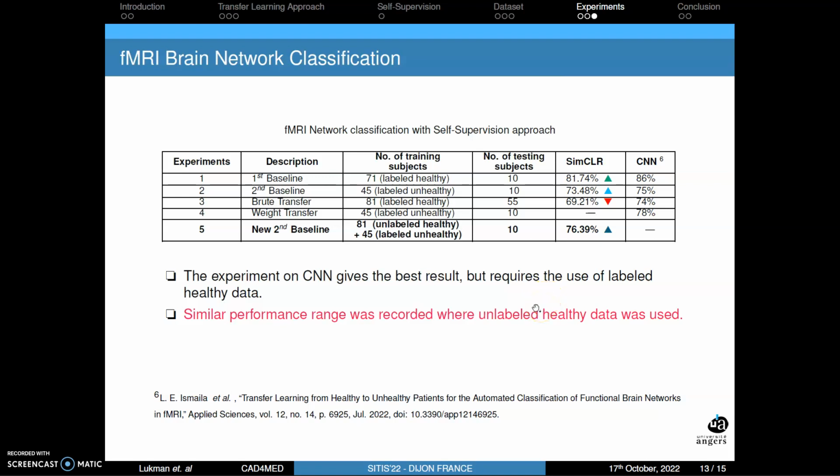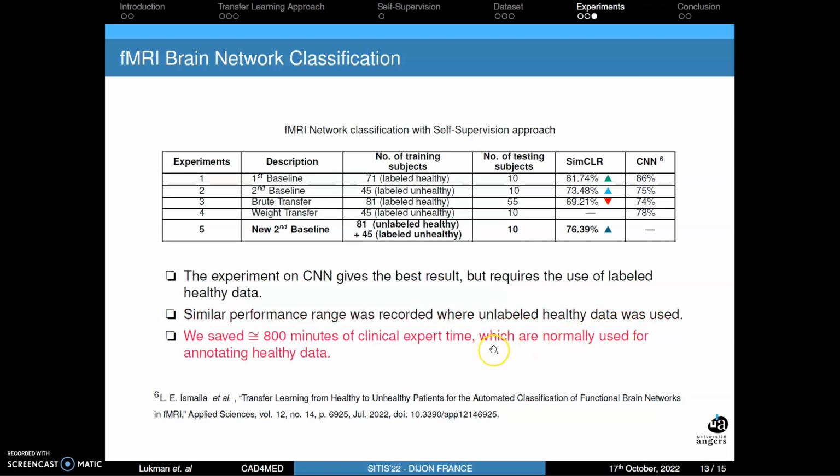Interestingly, a similar performance range was recorded where unlabeled data was used in this case, and we were also able to save 800 minutes of clinical expert time, which was normally used for annotating the healthy data set.